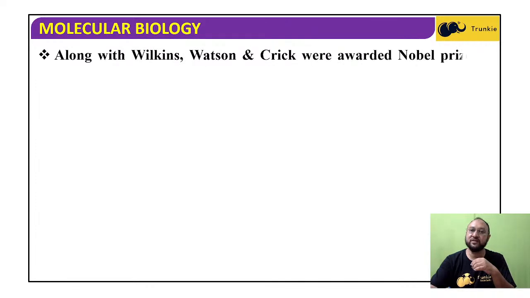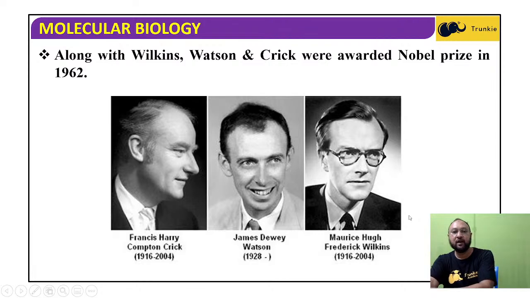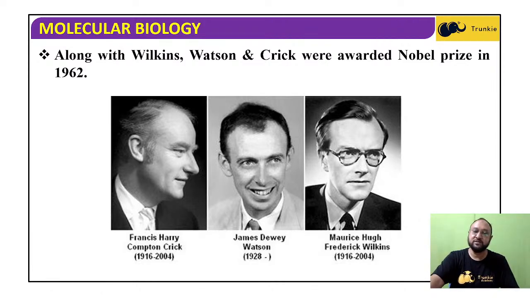Along with Wilkins, Watson and Crick were awarded the Nobel Prize in 1962 for the discovery of the structure of DNA. These are the pictures of those three scientists who were involved in proposing the double-stranded structure of DNA: Francis Harry Compton Crick, James D. Watson, and Maurice Hugh Frederick Wilkins.